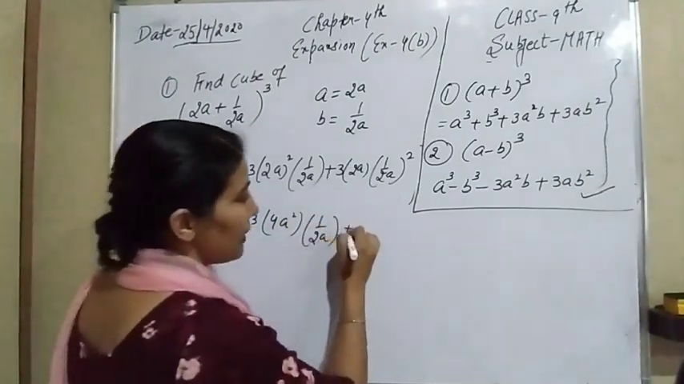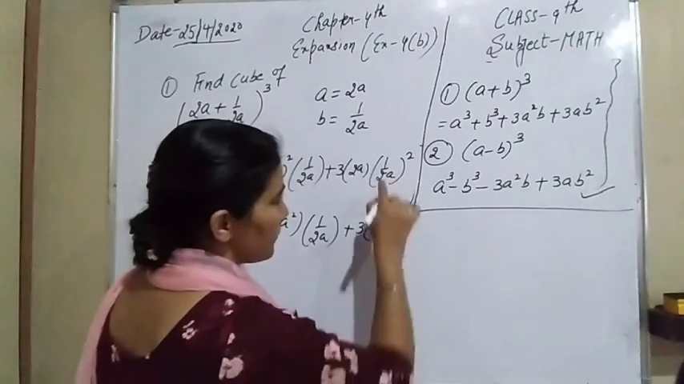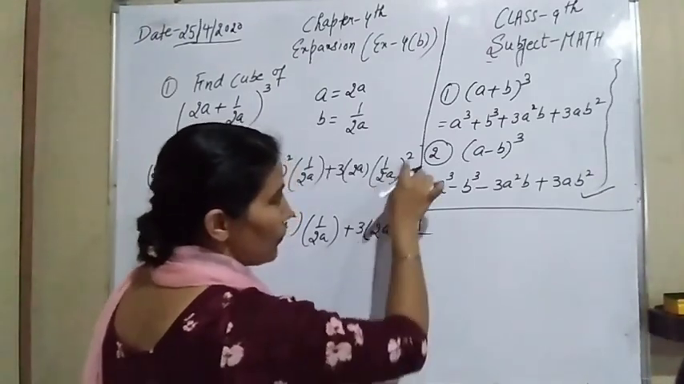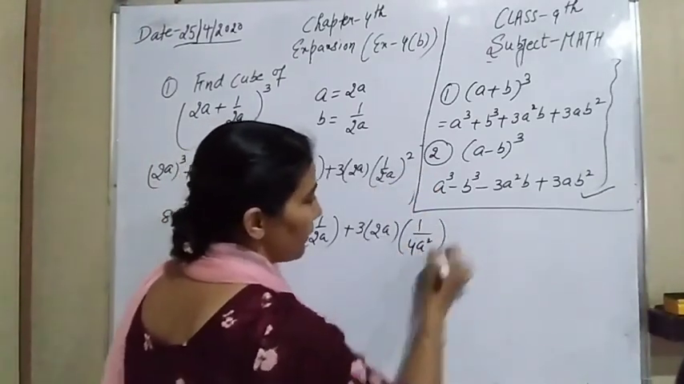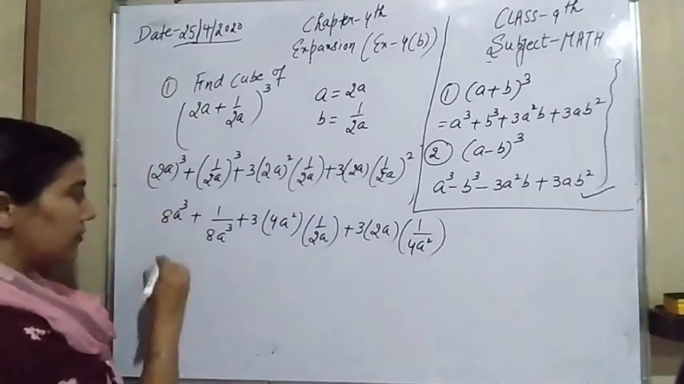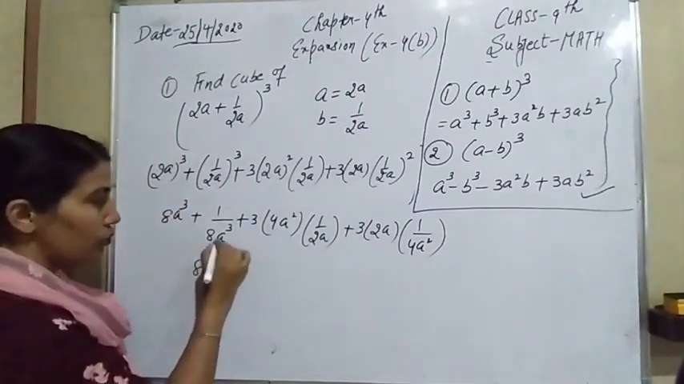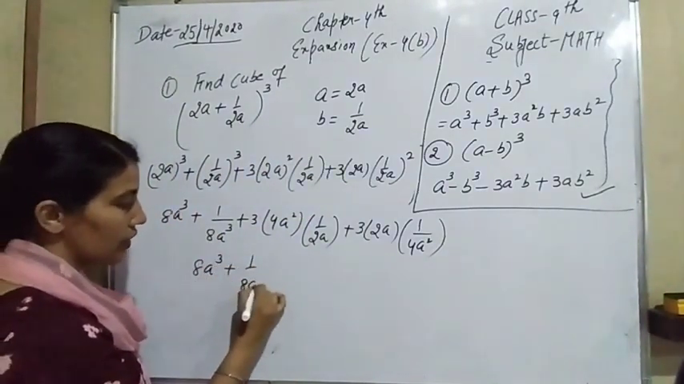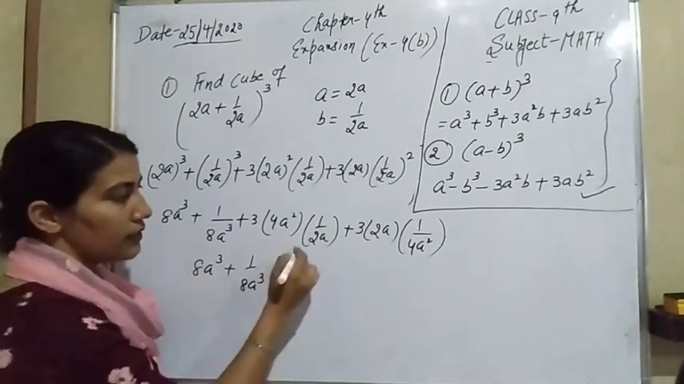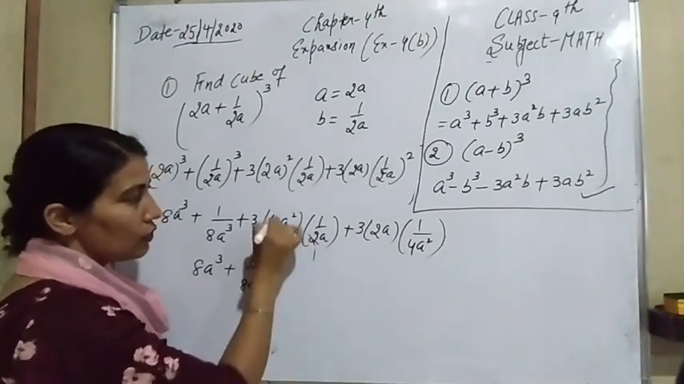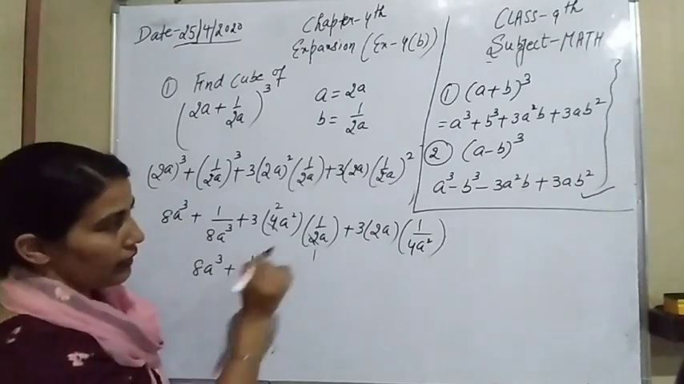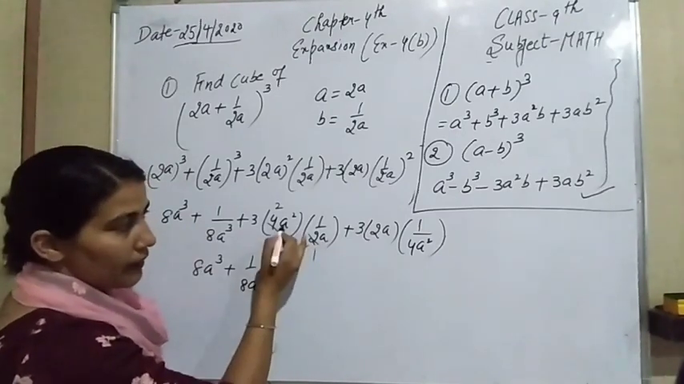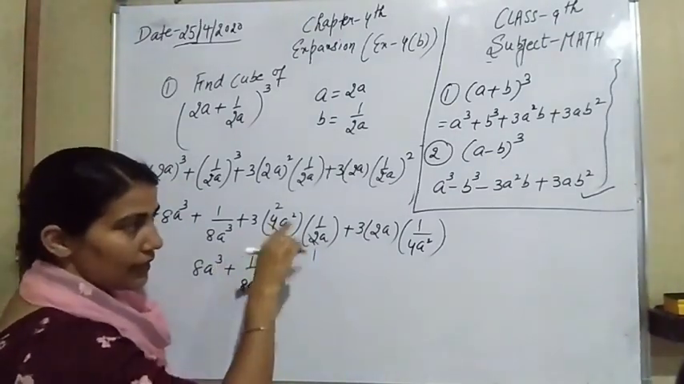Now here, first open the square, after that multiplication will be easy. 1 square is 1, 2 square is 4, and along with it a square. Clear? After this we have 8a cube plus 1 over 8a cube. And look here, 2 ones are 2, 2 twos are 4. Here a square and a cancel, a remains.